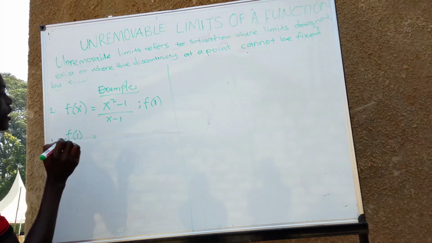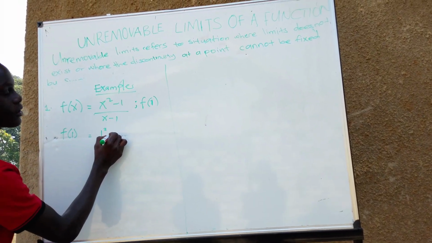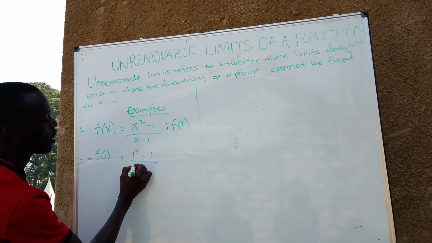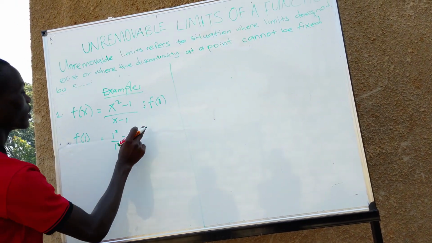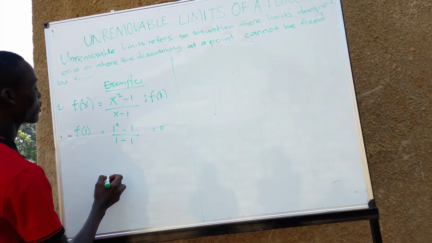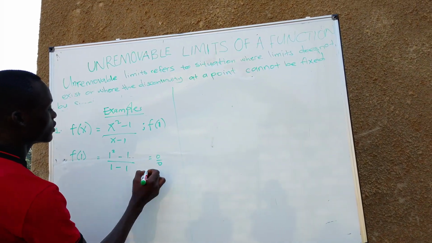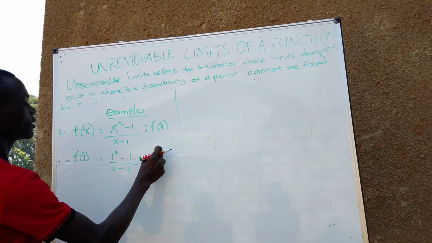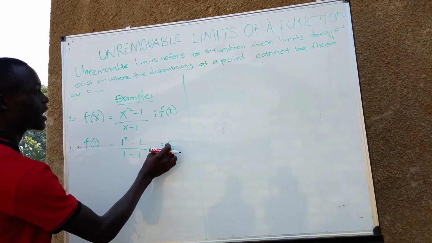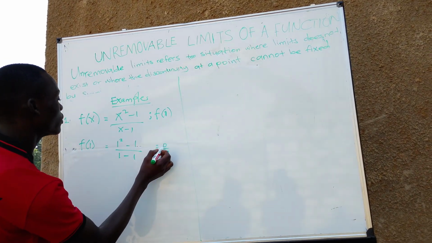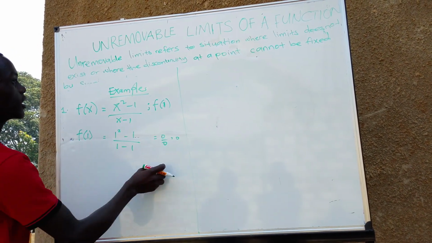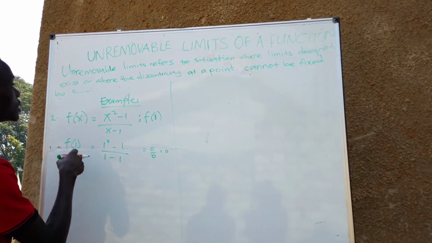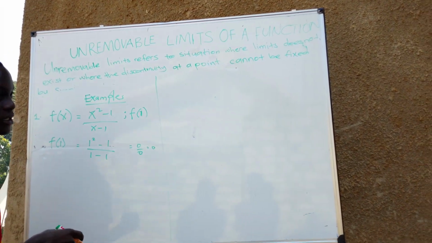This one is the same as 1 squared minus 1 over 1 minus 1. 1 squared is 1. Then 1 minus 1, the answer is 0. Then 1 minus 1 is what? 0. You see here, when you divide 0 by 0, the answer is undefined. This one shows that this function is removable. It can be redefined at a certain point.